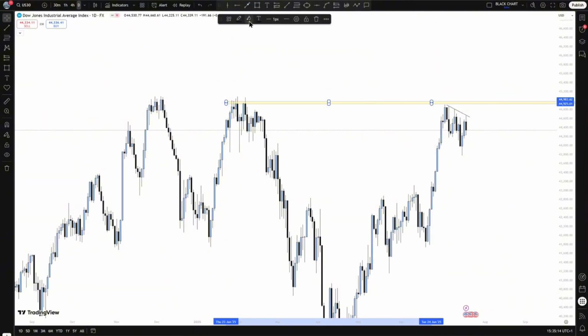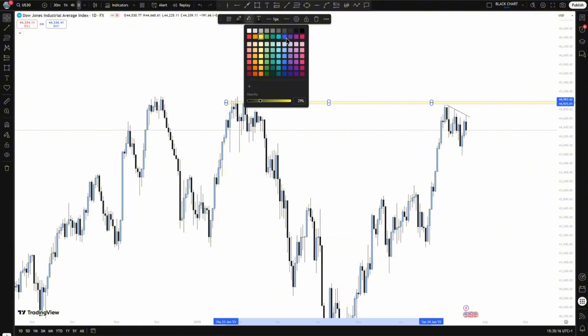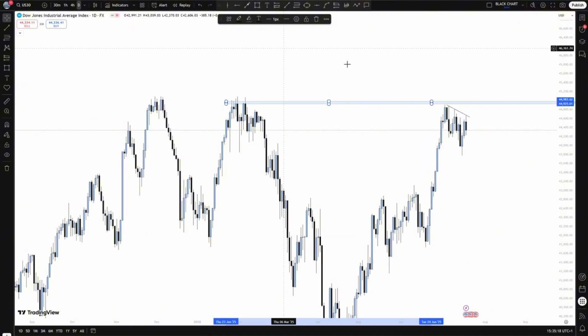Okay, let me reduce it like this. So now the daily time frame, we are going to use blue color for the daily time frame, right, as our daily resistance. Now let's start by analyzing the market, all right? Let's start by analyzing the market.